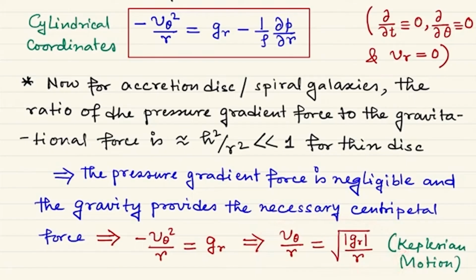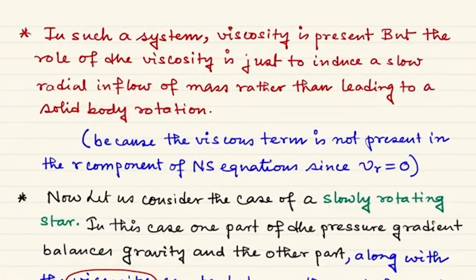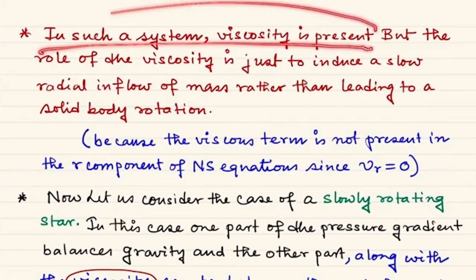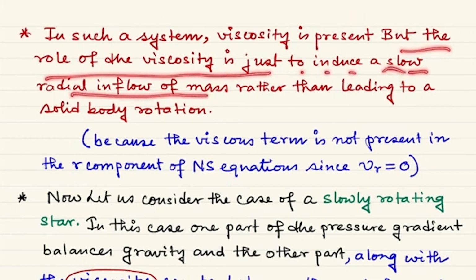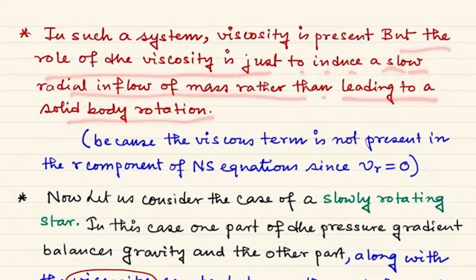Okay, so we have a differential rotation, but remember, this does not say that in these systems viscosity is not present. In general, viscosity is present in such a system. But the role of the viscosity is just to induce a slow radial inflow of the mass rather than leading to a solid body rotation.